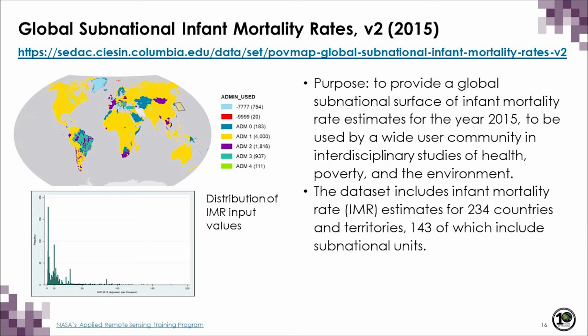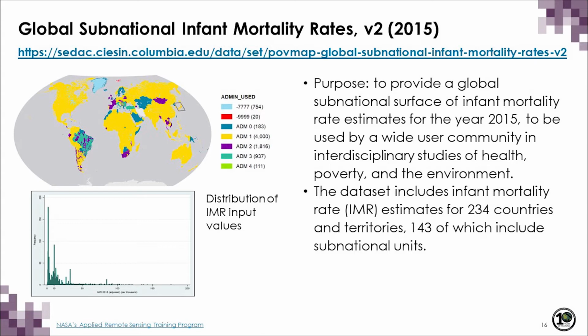Other vulnerability-related dataset is the Global Subnational Infant Mortality Rate version 2 for 2015. It was created to provide a global subnational surface of infant mortality rate estimated for the year 2015 to be used by a wider user community in interdisciplinary studies of health, poverty, and the environment. The 2015 dataset includes infant mortality rate, or IMR, estimate for 234 countries and territories, 143 of which include subnational units.